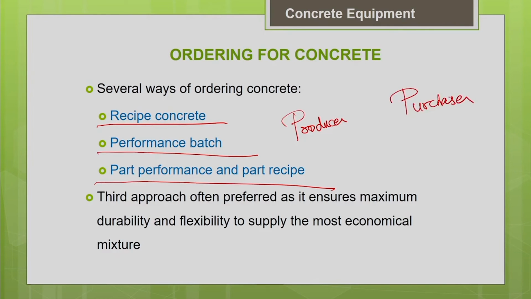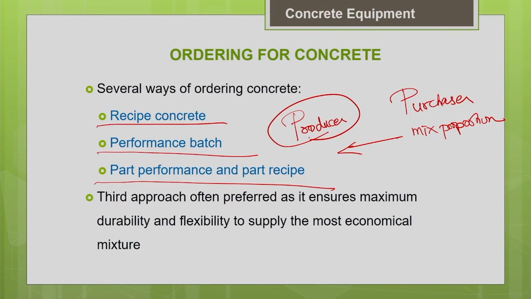Okay, so in the recipe concrete, the purchaser will give you the complete mix proportions. He will give the complete mix proportions to the producer. He will tell this much quantity of cement, this much quantity of aggregate, and this much quantity of water. The entire mix proportion is given. The only responsibility of the producer is to do the proper batching of this material in his batching plant and prepare the concrete under strict quality control and deliver it at the job site. So that is the only responsibility of the producer.